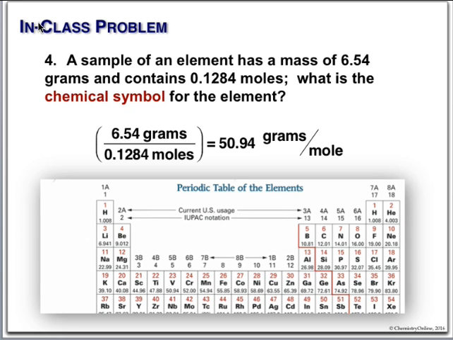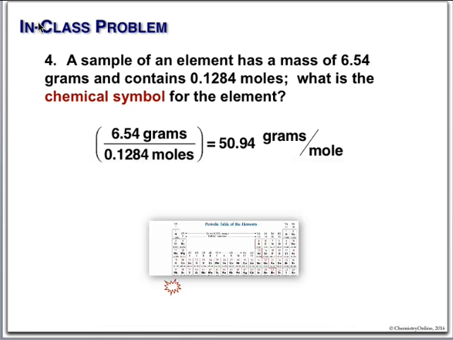Now, once we're here, all we have to do is look at our periodic table and find an element that weighs 50.94 as its average atomic mass. And as I look, we're going to be in here somewhere, 50.94. Oh, there it is. Vanadium. So you were asked to simply write the symbol. The symbol, of course, is just V.